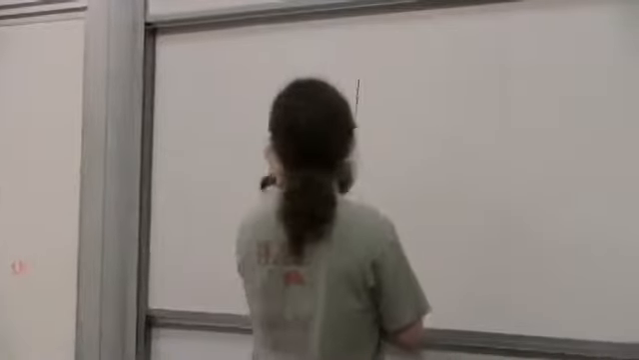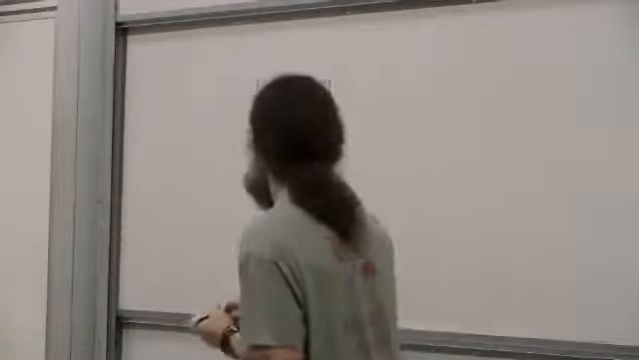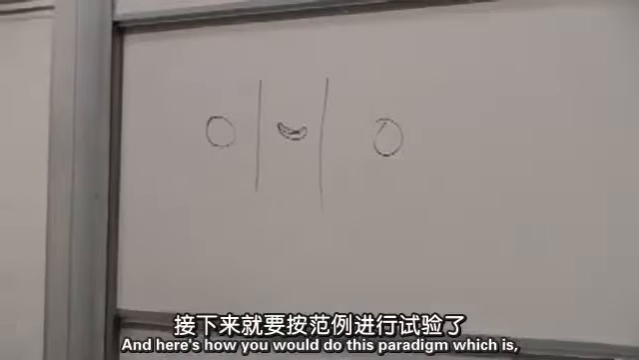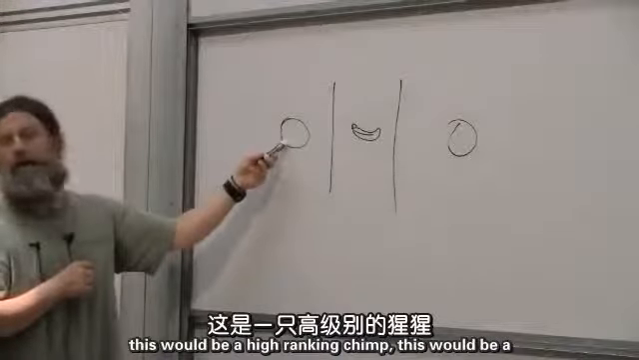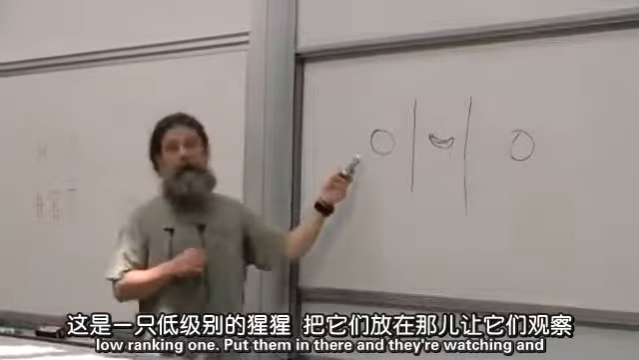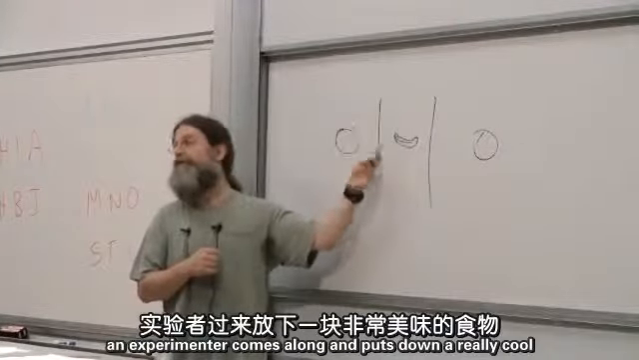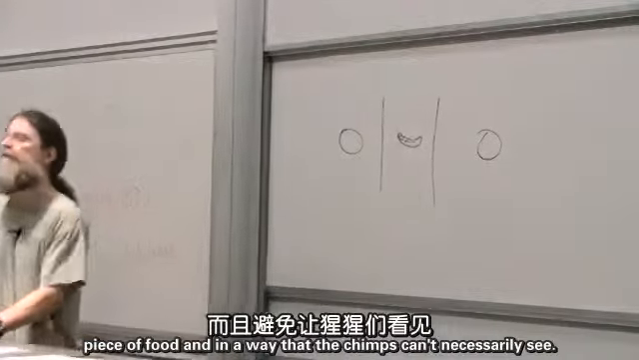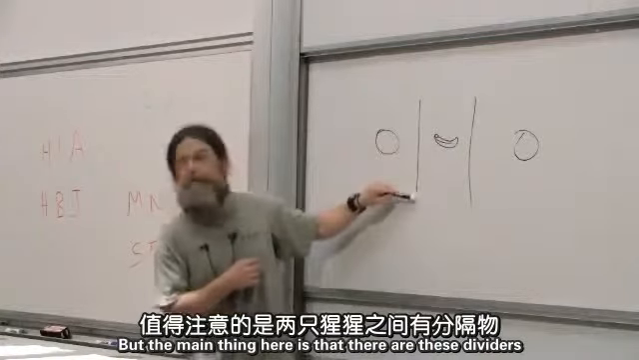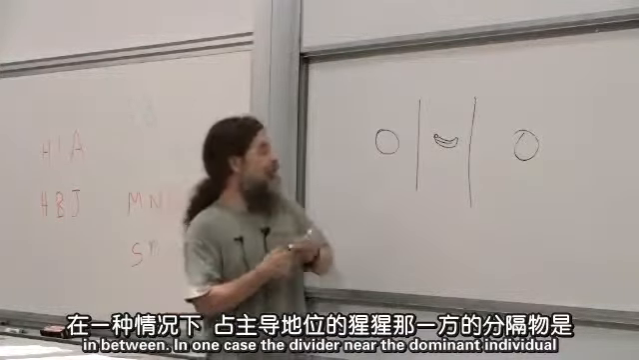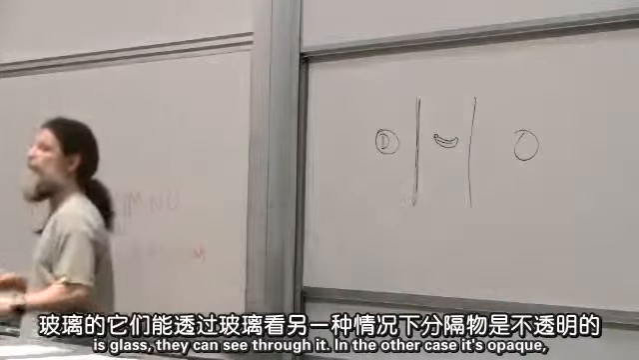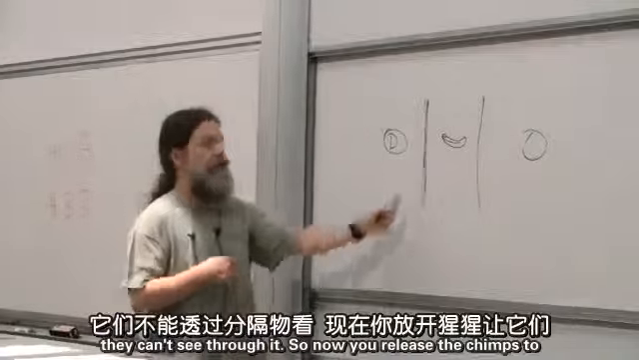Here would be one example. That's not a smile, that's a banana. So you would have one chimp here and one chimp here. Here's how you would do this paradigm: this would be a high-ranking chimp, this would be a low-ranking one. Put them in there, and they're watching, and an experimenter comes along and puts down a really cool piece of food, in a way that the chimps can't necessarily see, but the main thing here is that there are these dividers in between. In one case, the divider near the dominant individual is glass. They can see through it. In the other case, it's opaque. They can't see through it.